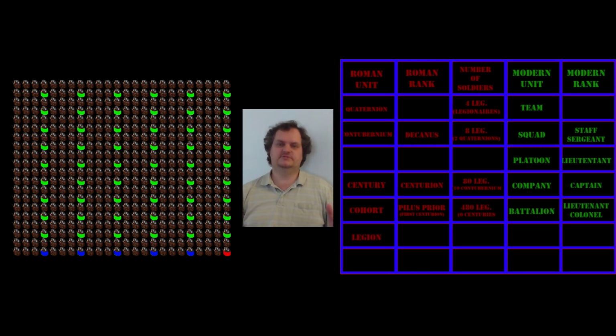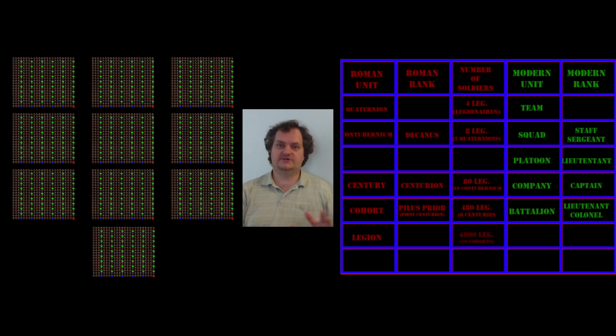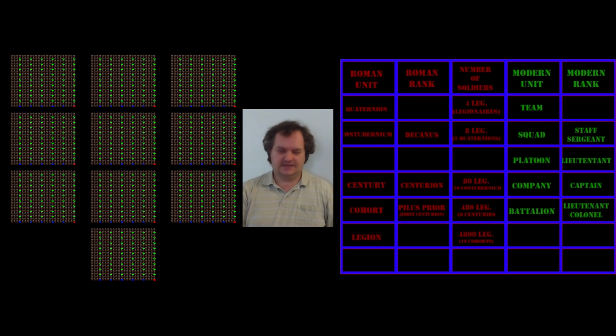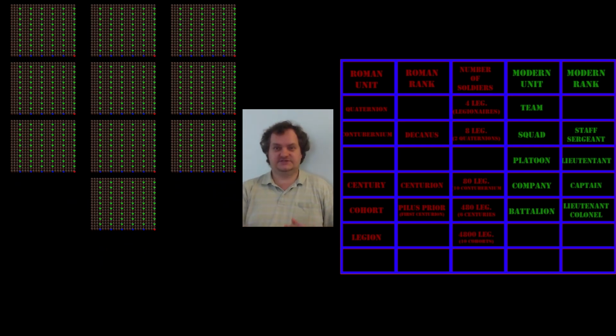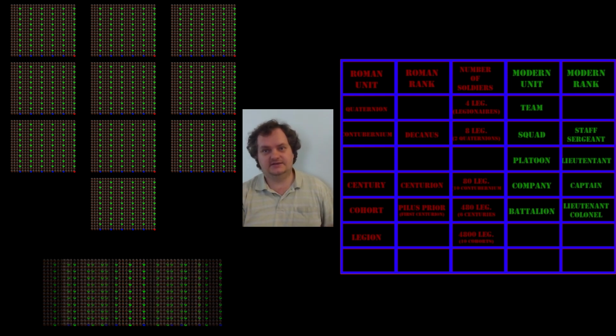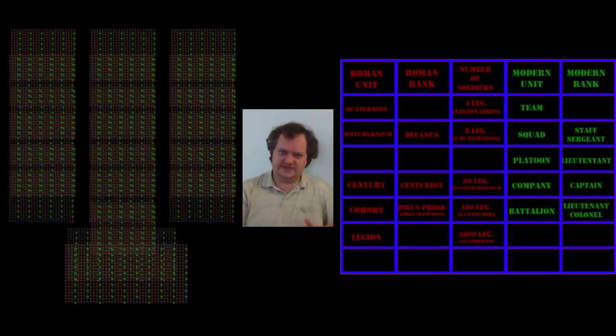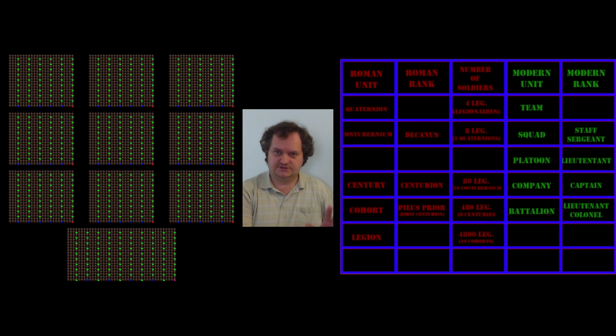And a legion is made up of 10 cohorts for 4,800 men. Now that's not entirely accurate because the first cohort is only 5 centuries, but they are 5 centuries of 160 men each for a total number of 800 men in the first cohort instead of 480, which gives us a little over 5,000 men in the legion.